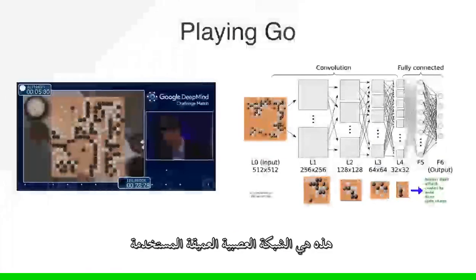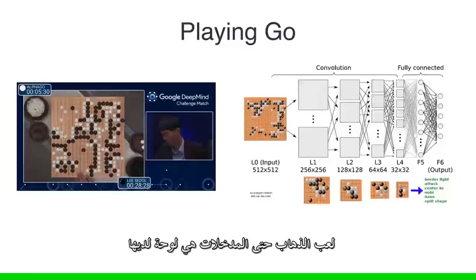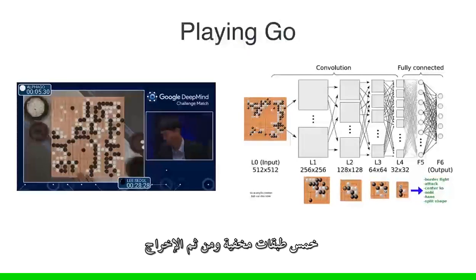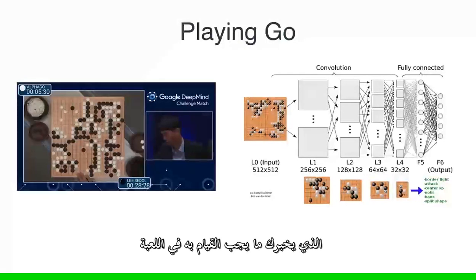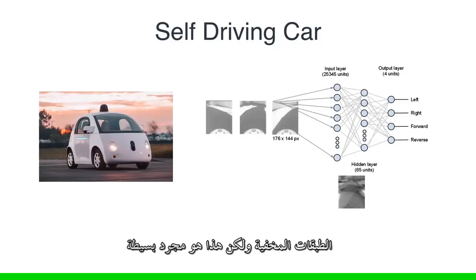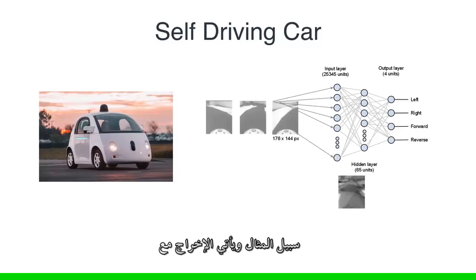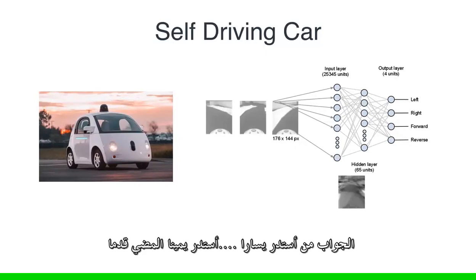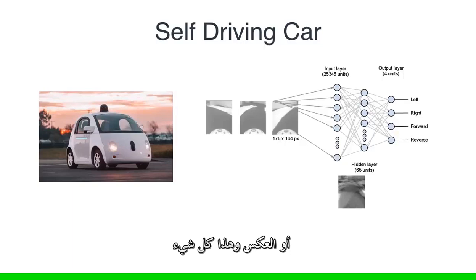Here's an example. This is the deep neural network used to play Go. So the input is the board. It has 5 hidden layers and then an output which tells you what to do in the game. Here's another example. It's a neural network for the self-driving car. So the input is given by the pixels in an image. And then it goes to a hidden layer. Actually, the real one has many more hidden layers, but this is just a simple example. And the output comes out with an answer of turn left, turn right, go forward, or reverse. And that's it. That's the definition of a neural network.